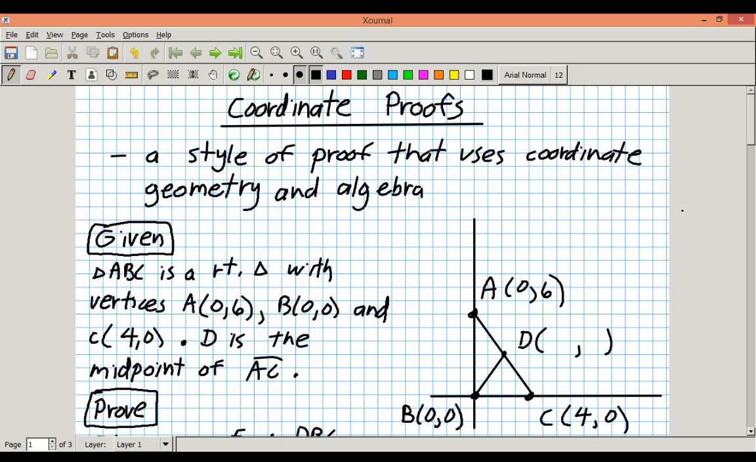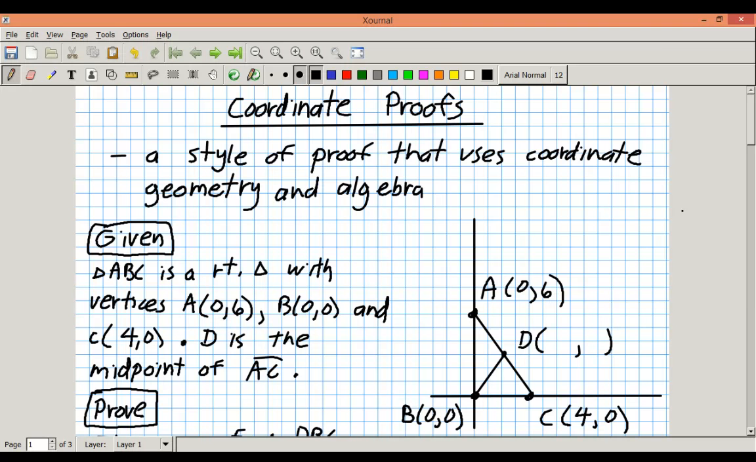It's not a two-column proof. It's what's called coordinate proofs. So what is a coordinate proof? Well, a coordinate proof is a style of proof that uses coordinate geometry and algebra. So it's not the two-column proof. And I have two examples today to go through with you of proofs using this new style, coordinate proofs. And then there'll be an assignment that goes along with that.